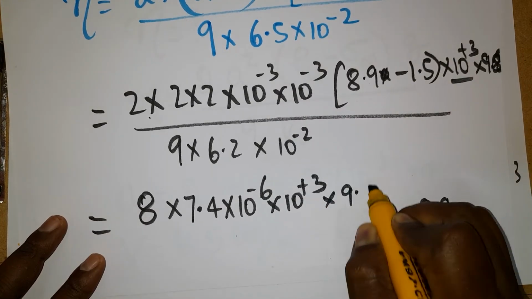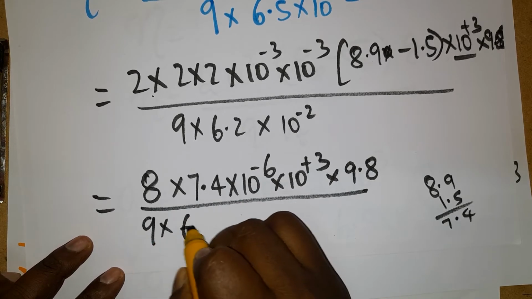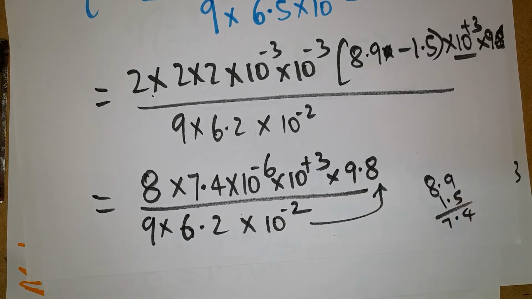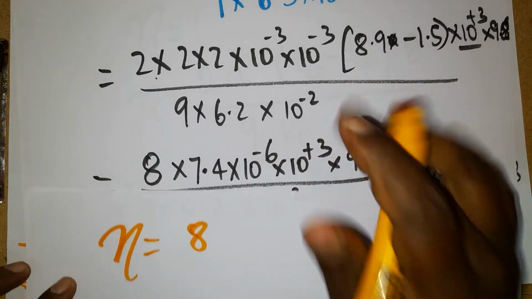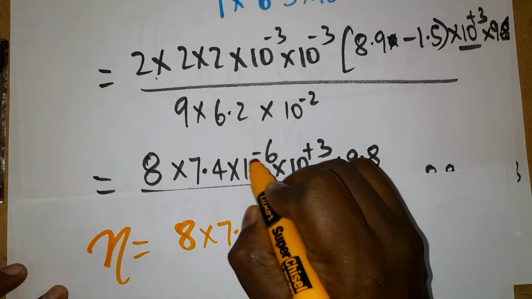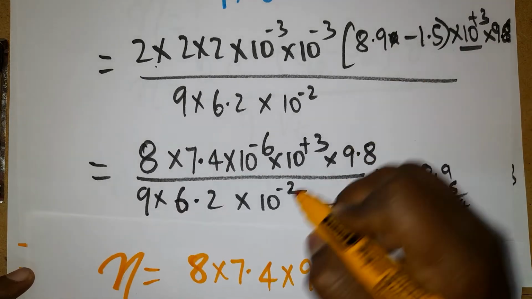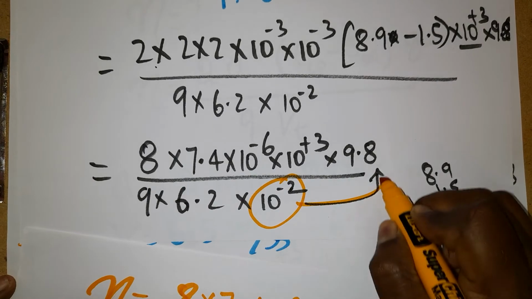into 9.8. Denominator 9 into 6.2 into 10 power minus 3 minus 2. From denominator to numerator, minus 2 if you take, that will become plus 2. Okay, so then the next step, see here, the coefficient of viscosity 8, into 7.4 into 9.8, into this 2 I am making together, 10 power minus 6 plus 3, answer will be minus 3. From denominator to numerator if you take minus 2, that will become plus 2. Okay, this if you take to the numerator, plus 2 will come.